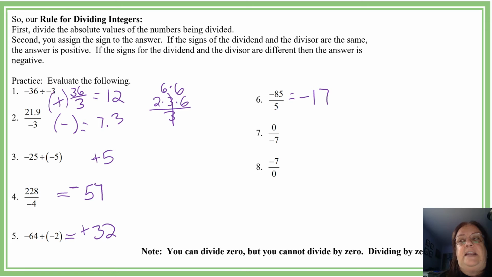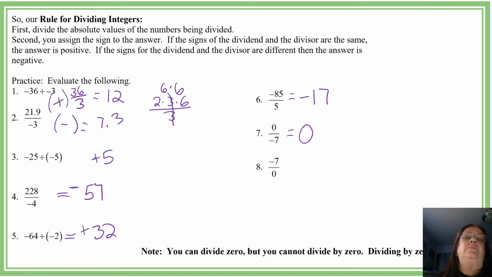0 divided by negative 7. Well, 0 over anything is 0. We get into trouble when we divide by 0. So 0 over negative 7 is 0. 0 does not have a positive value or a negative value. It's just nothing. So this is just 0.